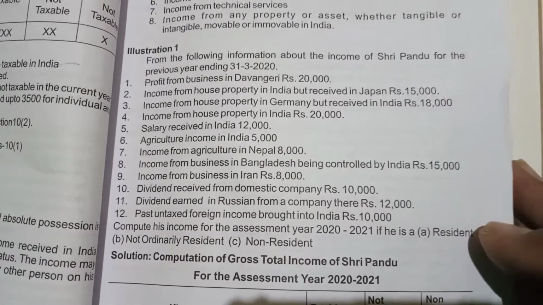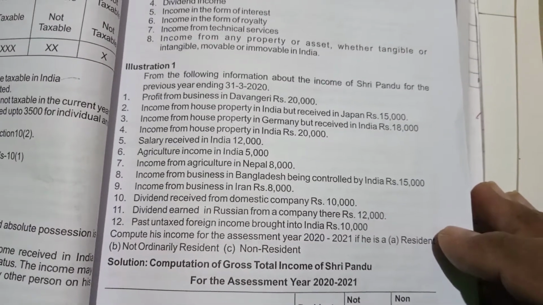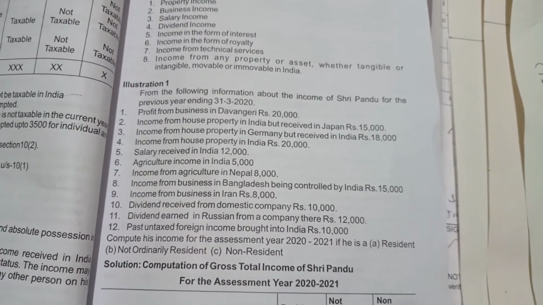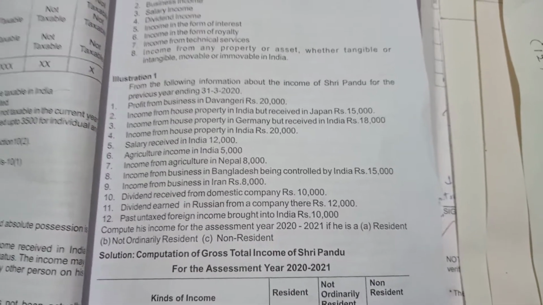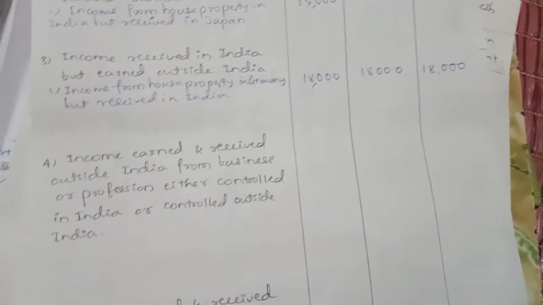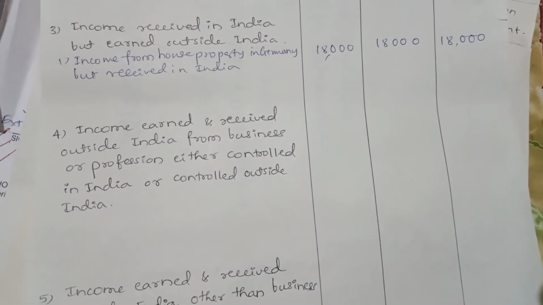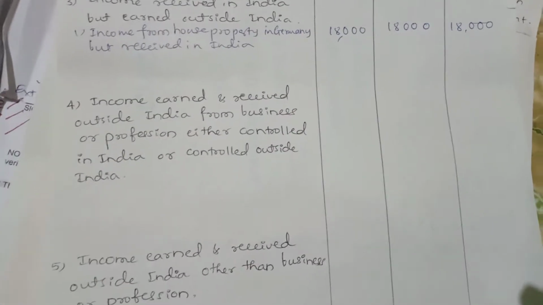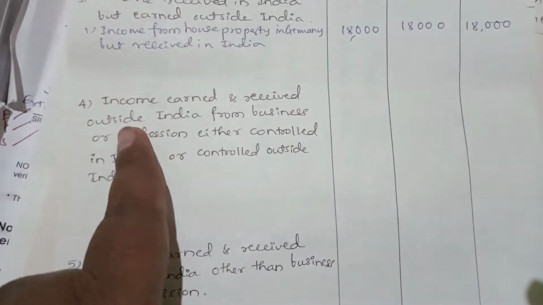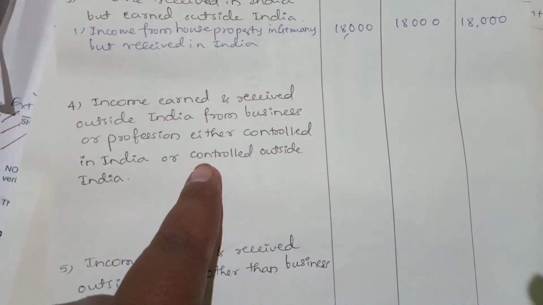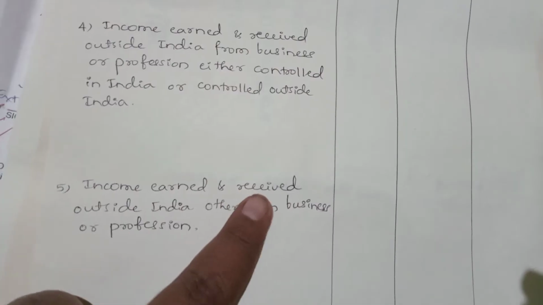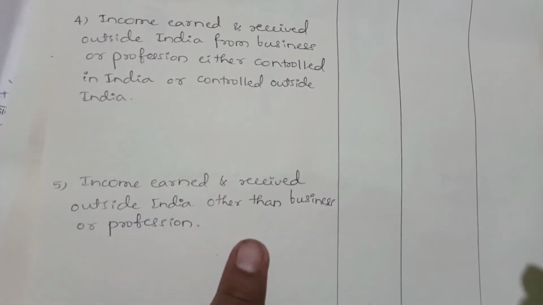And let us go through income from agriculture in Nepal. It means that Nepal is outside India. Now go through the format and tell me, Nepal is situated outside India. So here outside India is there. Here in this case income earned and received outside India, controlled in India, controlled outside India. And here also income earned and received outside India other than the business or profession.